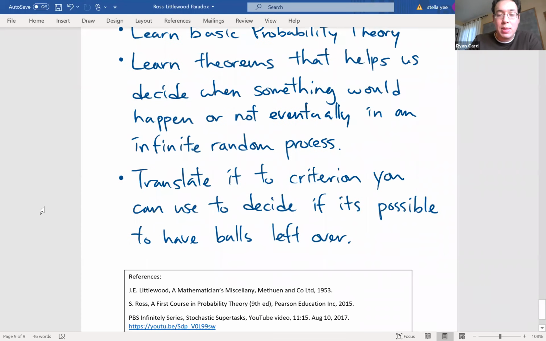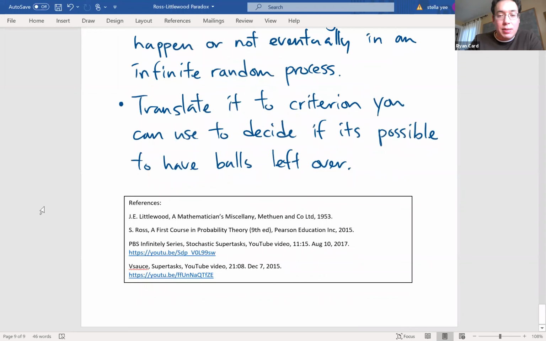Okay. And here are some references for this particular paradox, the Ross-Littlewood paradox.